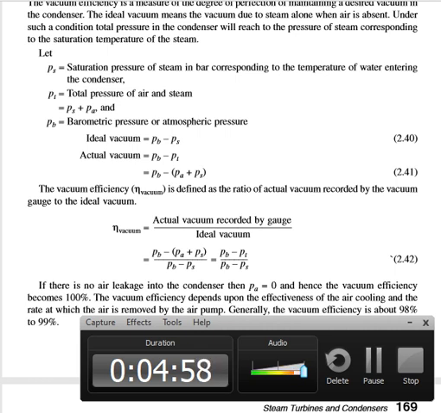Then we discuss the definition of vacuum efficiency. The definition is that it is the ratio of the actual vacuum recorded by the vacuum gauge to the ideal vacuum.